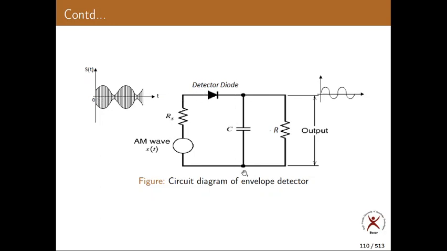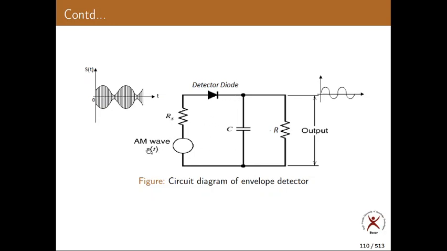Initially you assume that the capacitor is uncharged, which means the voltage across this capacitor is 0. During the positive half cycle of the carrier, here you get some positive signal, and here the voltage is 0. Obviously the voltage at this point is more than this point, so it will be forward biased. Then you replace this diode with a short circuit. Then this capacitor starts charging.